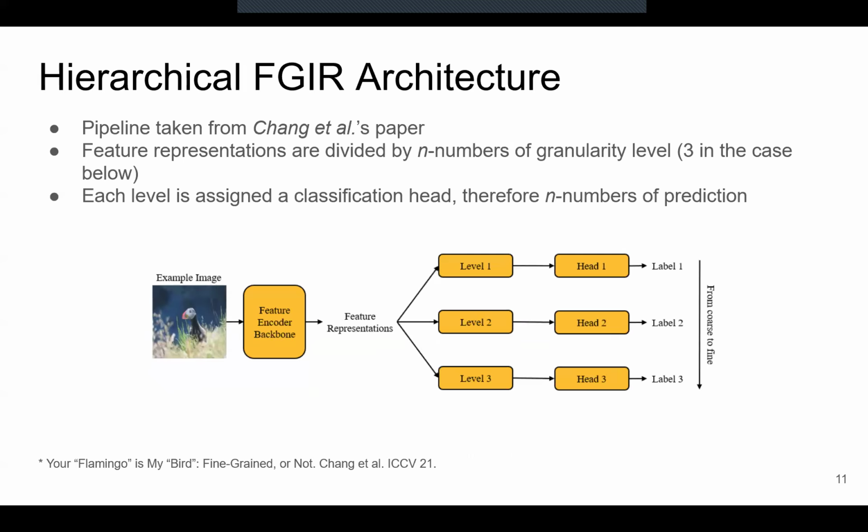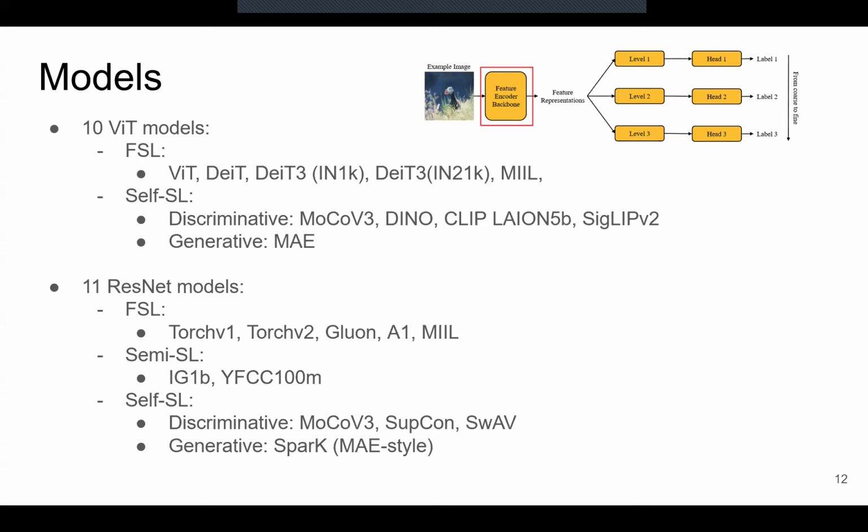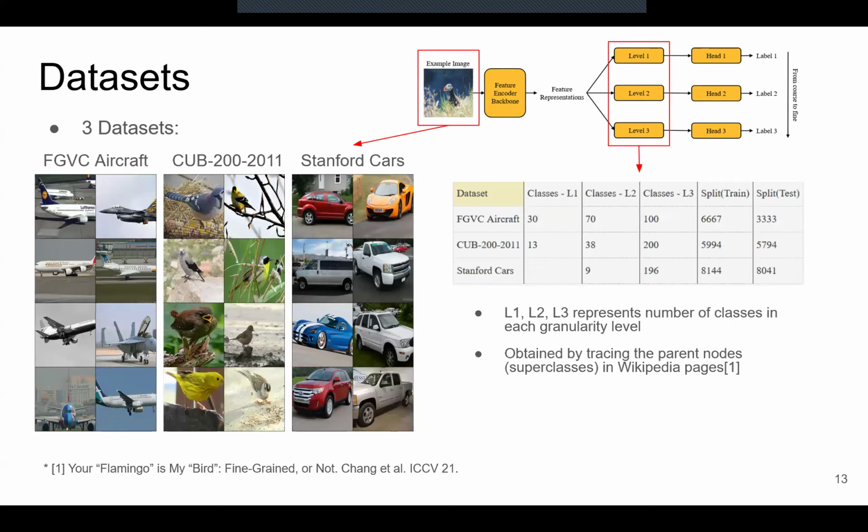Moving on to the methodology, our architecture pipeline is taken from Zhang et al.'s paper. Basically, the feature representation is divided into n granularity levels, and each level is assigned its own classification head, therefore giving a number of predictions. Our experiment is done with 21 models in total, 10 ViTs and 11 ResNets with different pre-training strategies. We use three different datasets: Aircraft, CUB, and Cars.